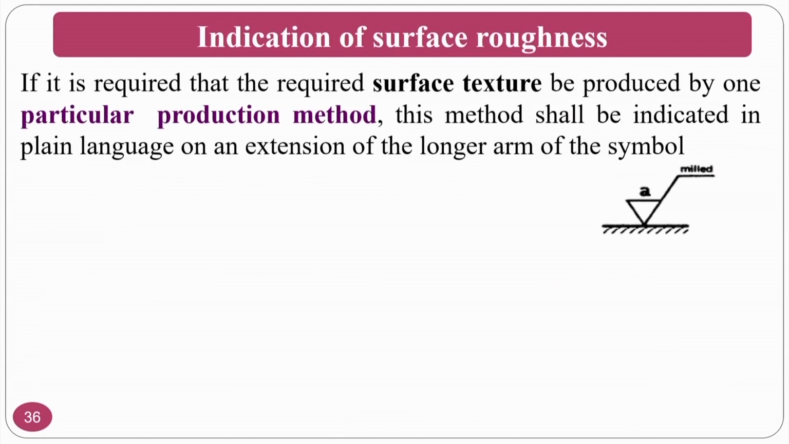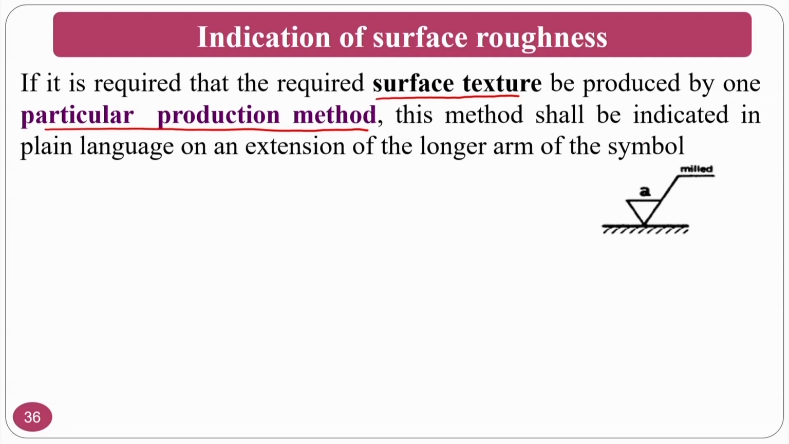Indication of the surface roughness: as I said in the previous slide, if the required surface texture is to be produced by a particular production method, that method shall be indicated in a plane gauge on an extension.